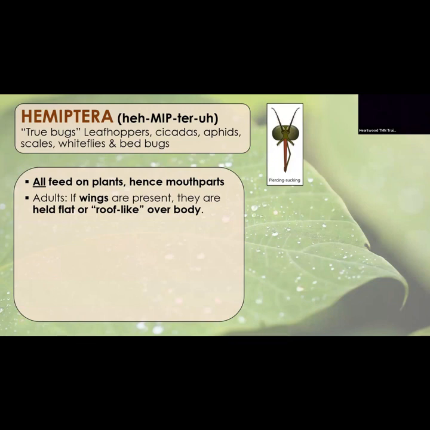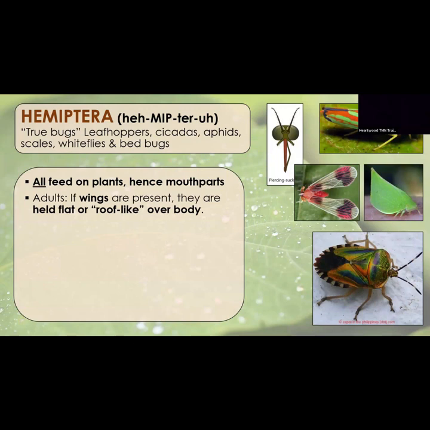If wings are present, they're held flat over the body or roof-like. So these are examples of wings held flat over the body or roof-like. Some are small, some are microscopic, but cicadas are pretty big. Coming up on cicadas. We're coming up on bugs.